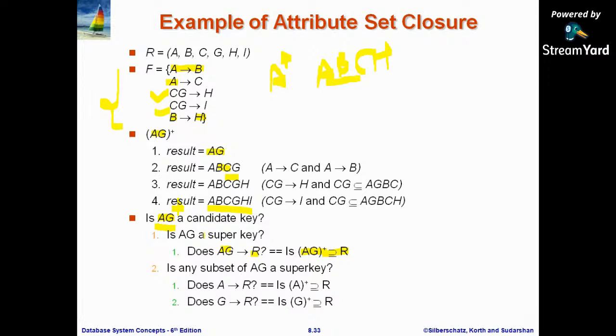It will be a super key. Sorry, it will be a super key. If it is a super key, you have to check whether it is a candidate key or not. A candidate key is a minimal set. So you have to check whether A alone can uniquely identify R, or G alone can uniquely identify R. If A plus consists of all R and G plus also consists of all R, then A can be a candidate key and G can be a candidate key, but the combination will not be a candidate key; it will be a super key.